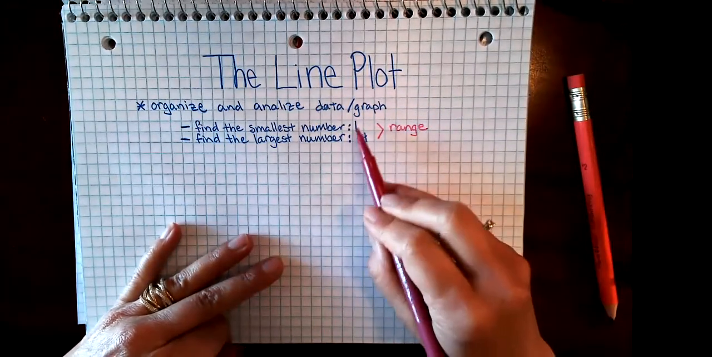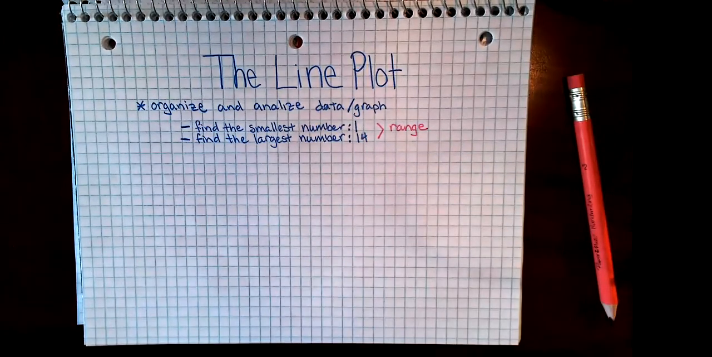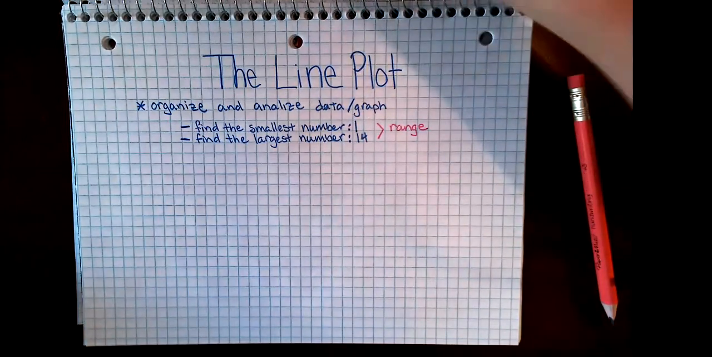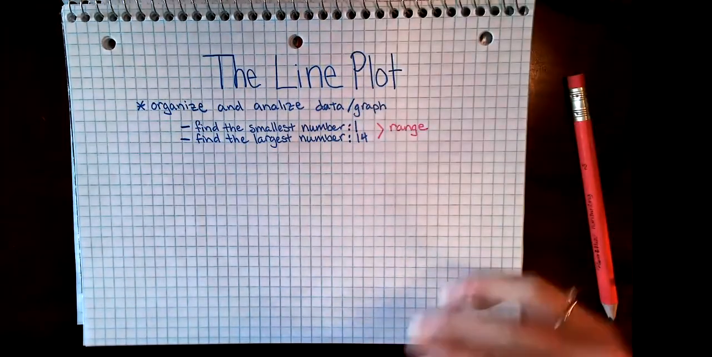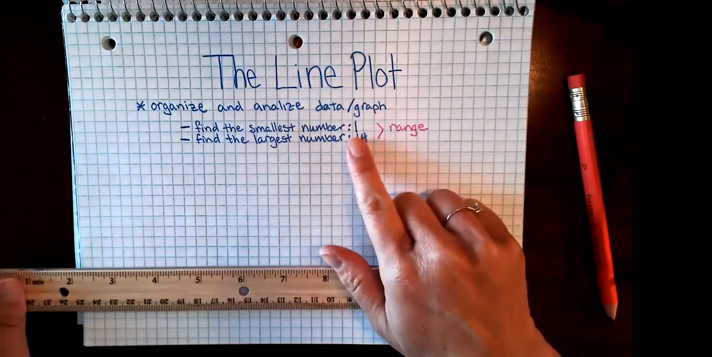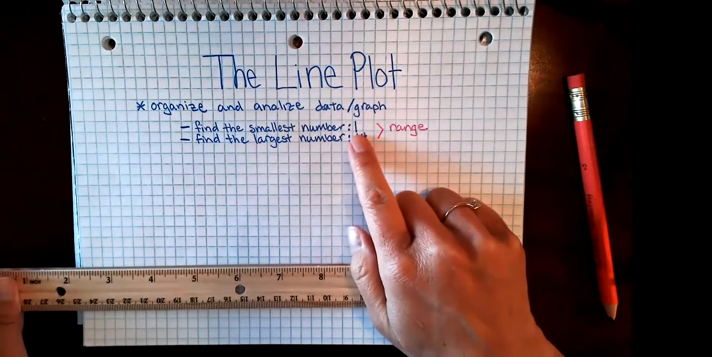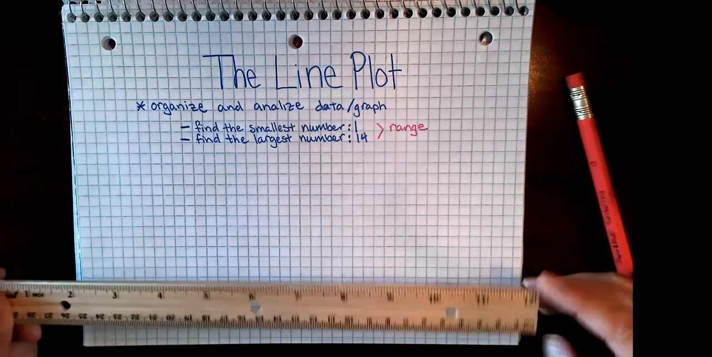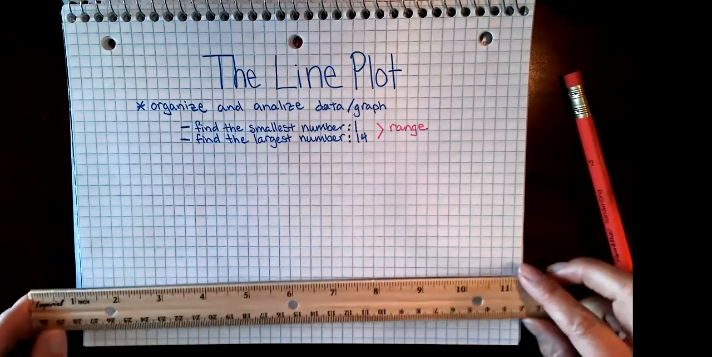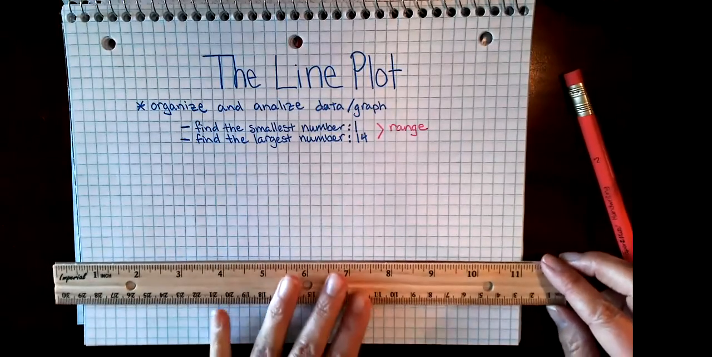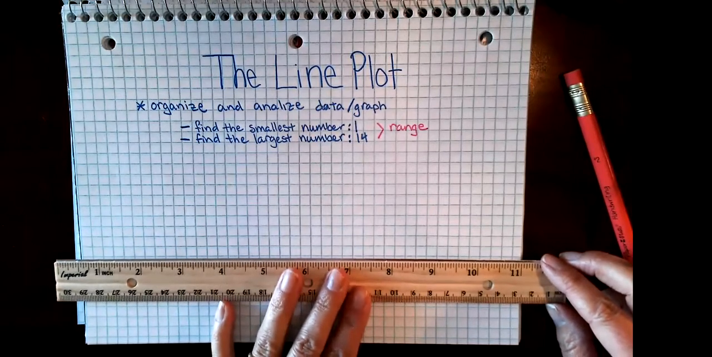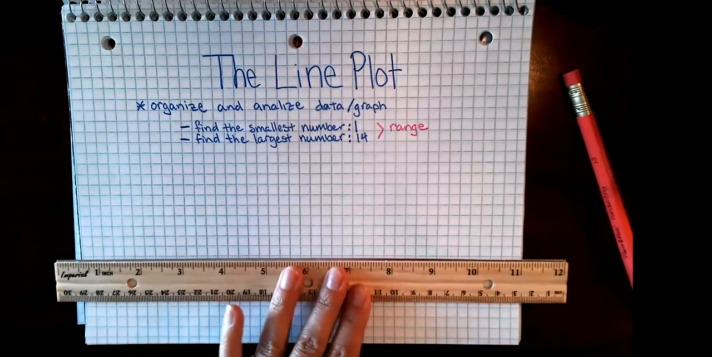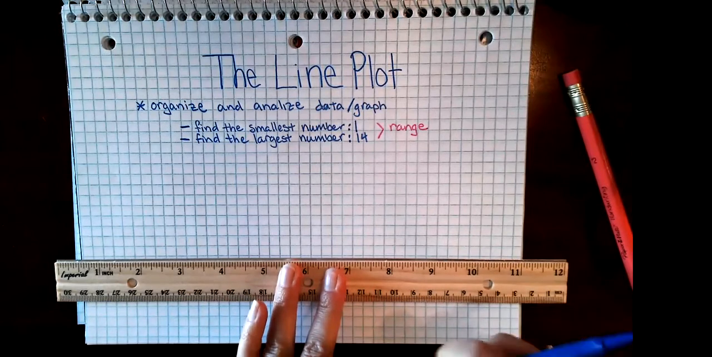Okay, so 1 is the smallest and 14 is the biggest. That is the range. Now I get to use my ruler because I'm going to make a number line that is at least 1 through 14. Can I do 0 through 15? I sure can. But for today's purposes, I'm just going to do 1 to 14.